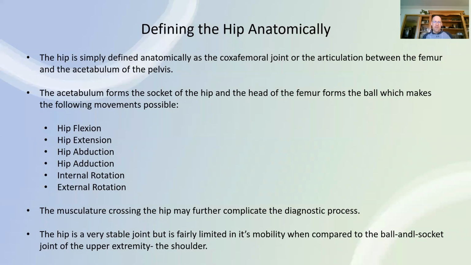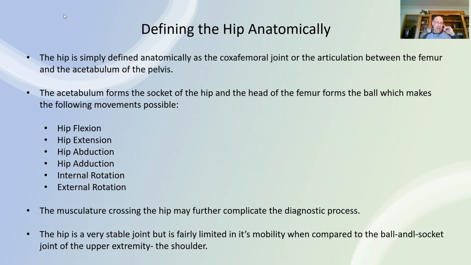So what is the hip anatomically? As we've already said, anatomically, the hip is defined as the coxofemoral joint, or the articulation between the femoral head and the acetabulum of the pelvis, or the hip socket. The acetabulum forms the socket of the hip at the lateral aspect of the ilium, and the head of the femur forms the ball of the hip. It is that ball and socket joint that makes possible movements like hip flexion, hip extension, abduction, adduction, and then internal and external rotation of the hip.